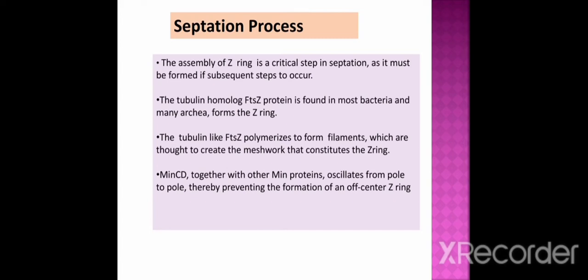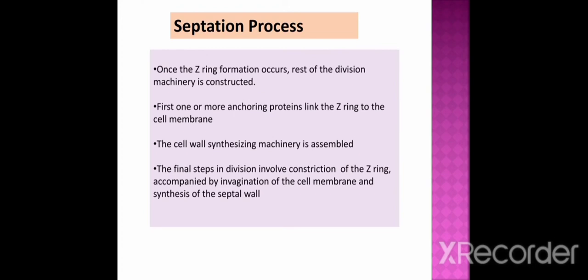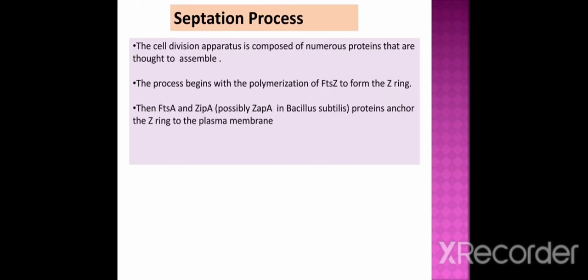MinCD, together with other Min proteins, oscillates from pole to pole, thereby preventing the formation of an off-center Z ring. Once Z ring formation occurs, the rest of the cell division machinery is constructed. First, one or more anchoring proteins, such as FtsA and ZipA, link the Z ring to the cell membrane. Then the cell wall synthesizing machinery is assembled. The final steps in division involve the constriction of the Z ring, accompanied by invagination of the cell membrane and synthesis of the septal wall.